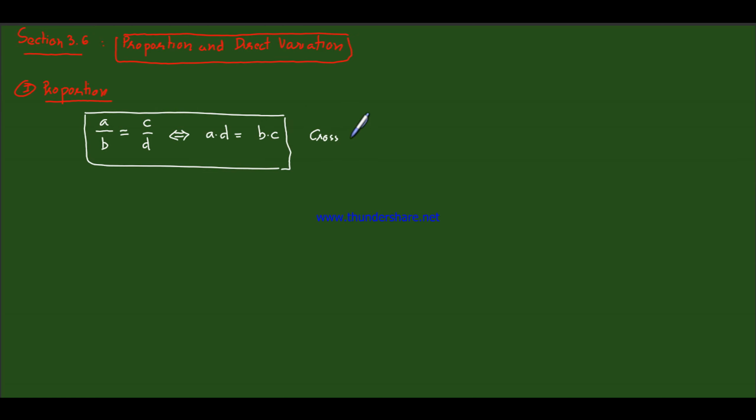Cross multiplying property. Because you see the A times D, you multiply it diagonally, equal B times C. You multiply B by C diagonally. That's why we call it the cross multiply property. And what we have here is proportion.